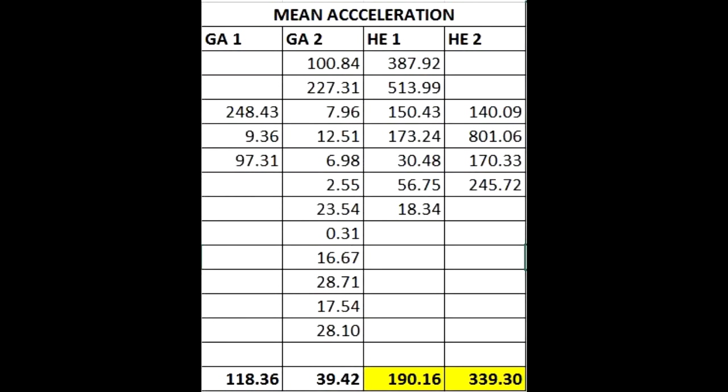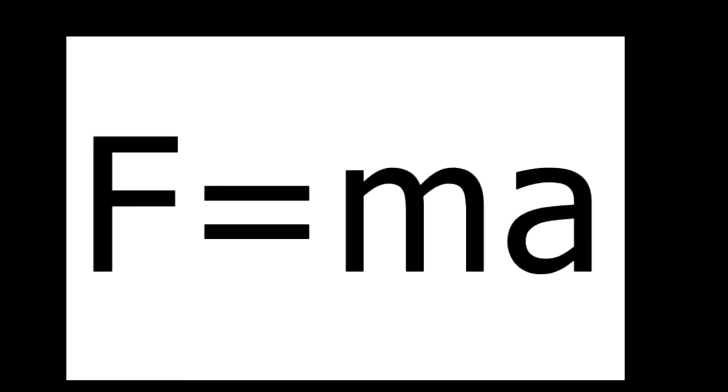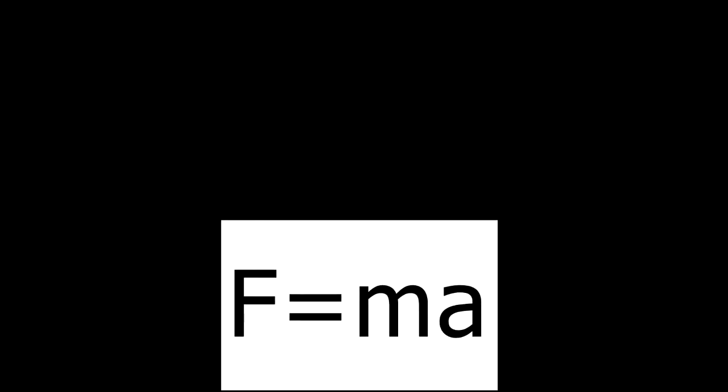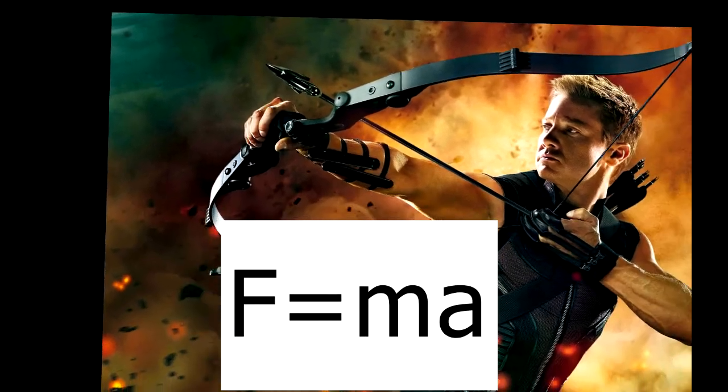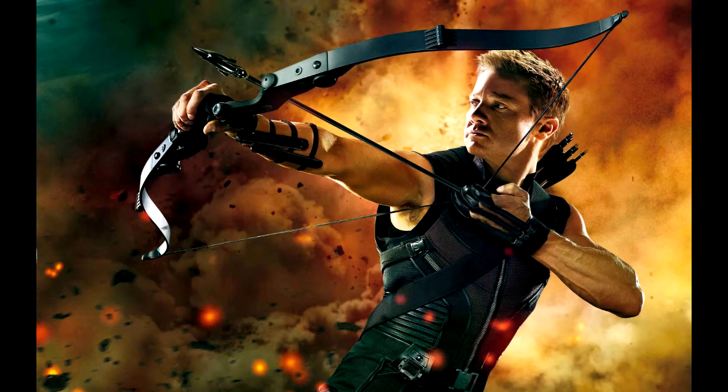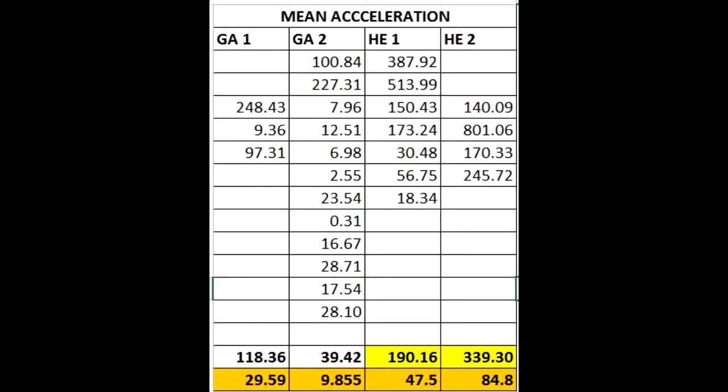And for the moment of truth, here is the table for mean acceleration. GA is Green Arrow while HE is Hawkeye. And obviously, with 2 to 3 digits, Hawkeye had a far higher mean acceleration than Green Arrow. Since the acceleration is directly proportional to the force, then we can say that Hawkeye already wins. But for completeness' sake, here are their force values, highlighted in orange.